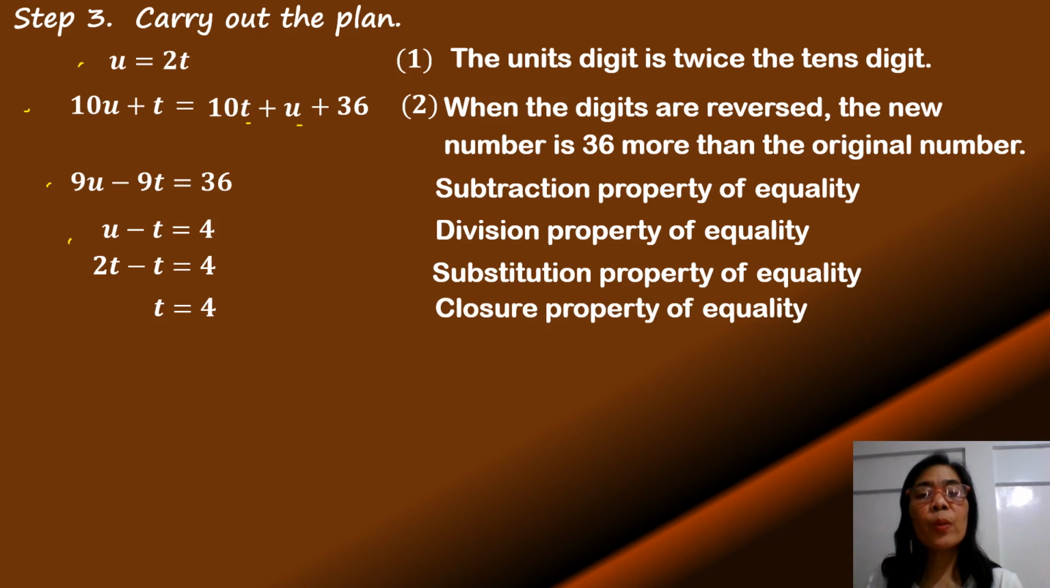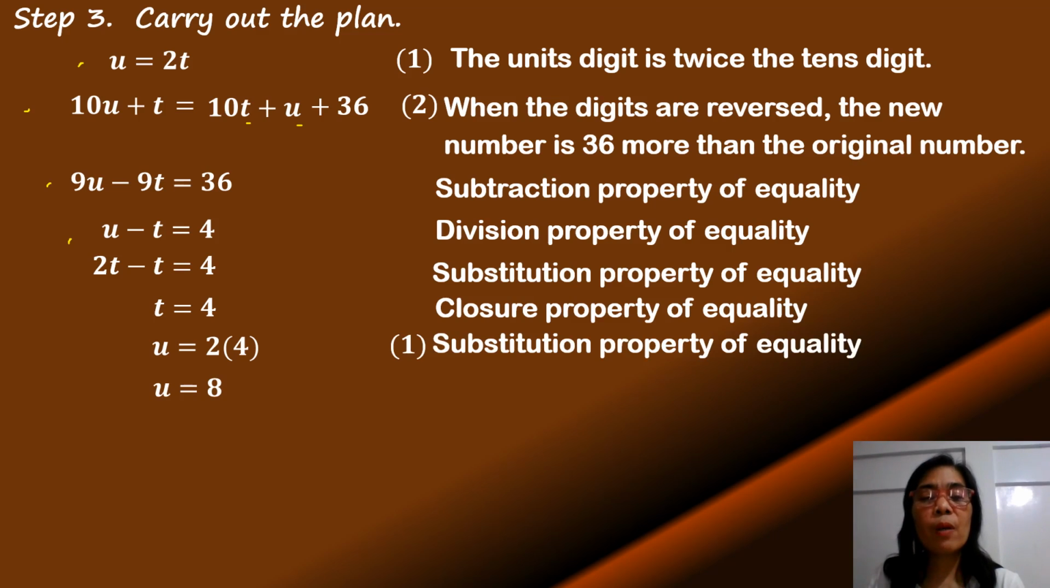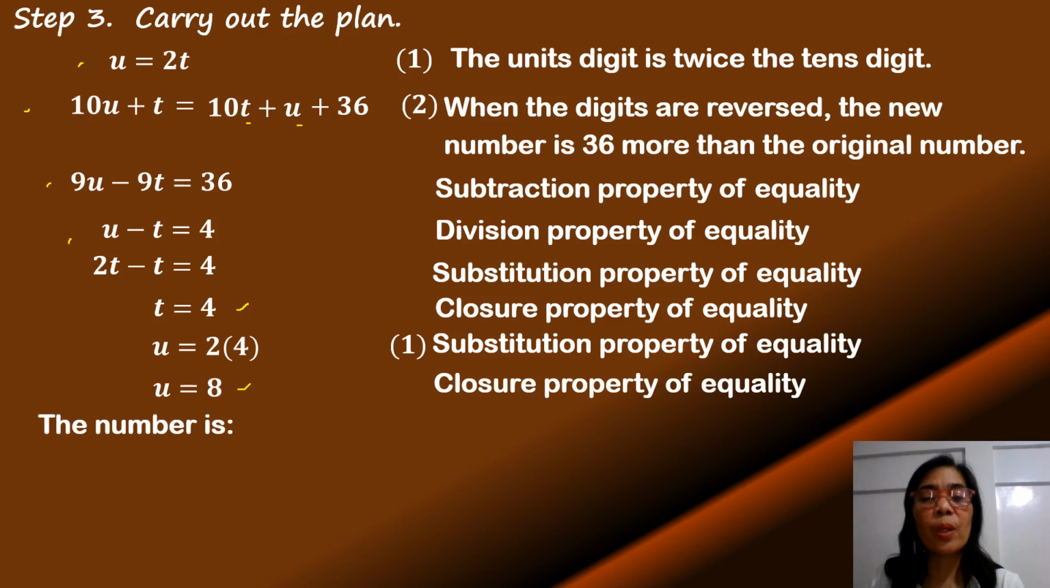So to solve for U, we go back to the first equation. So U is equal to 2 times T, which is equal to 4. And so we have now U is equal to 8. With this value of T equal to 4 and U equal to 8, that means the number is 10 times T, which is 4, plus 8, or this is equal to 48.